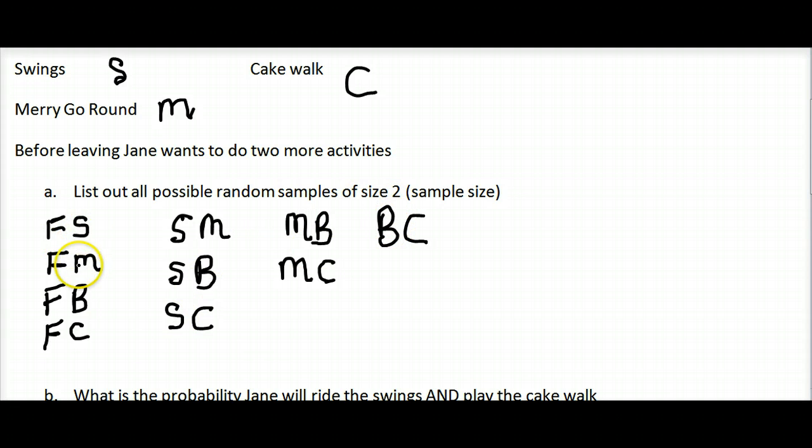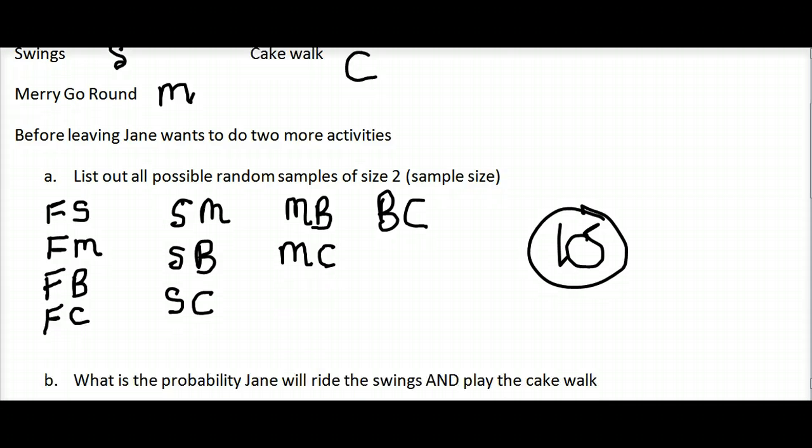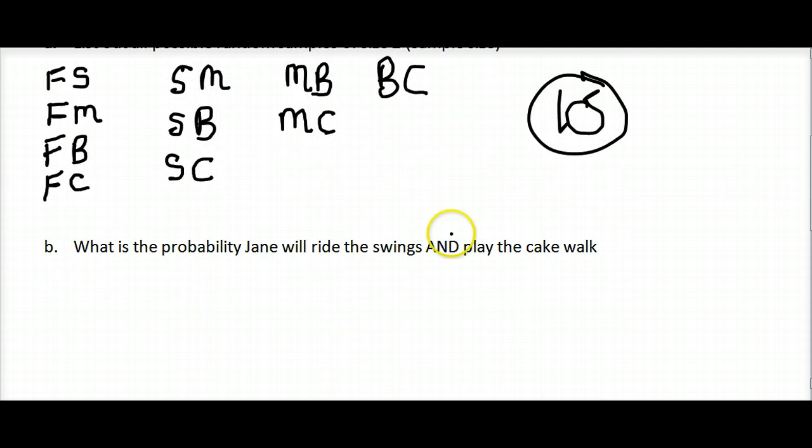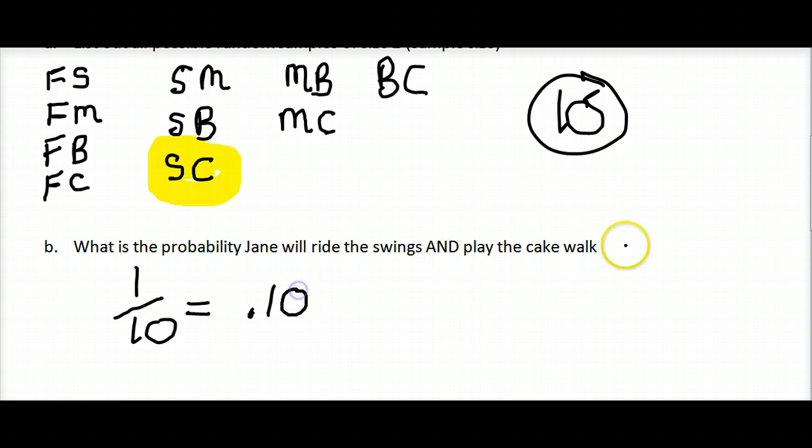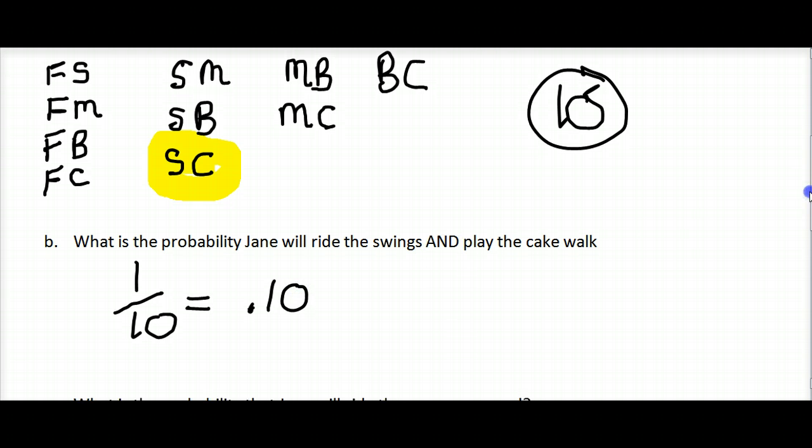Let's count up the total. 1, 2, 3, 4, 5, 6, 7, 8, 9, 10. So there are 10 different combinations of events. This will be helpful when we go to look at probability. What is the probability that Jane will ride the swings and play the cakewalk? Well, if you notice, swings and cakewalk is only one of the options, one of the options out of 10. Turning this into a decimal, 1 divided by 10 will give you a 0.10 probability.